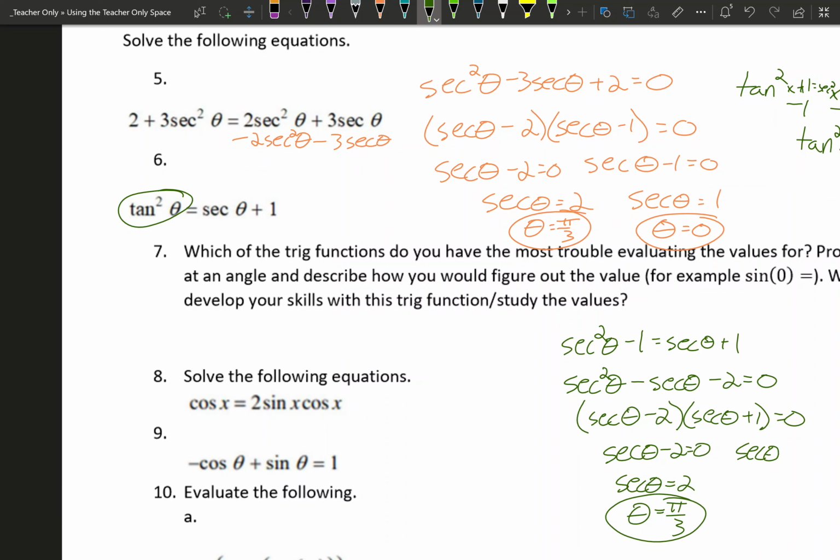So we've got secant of theta plus 1 is equal to 0. Secant of theta is equal to negative 1. When we take the secant inverse of both sides, we get theta equal to pi.